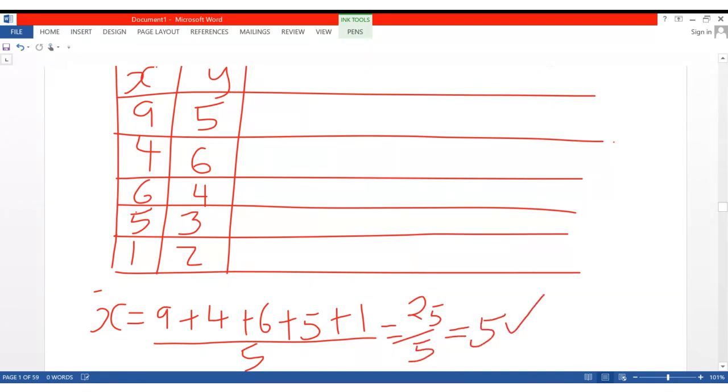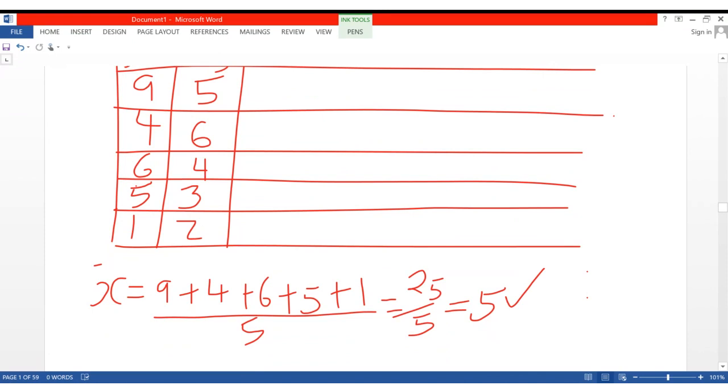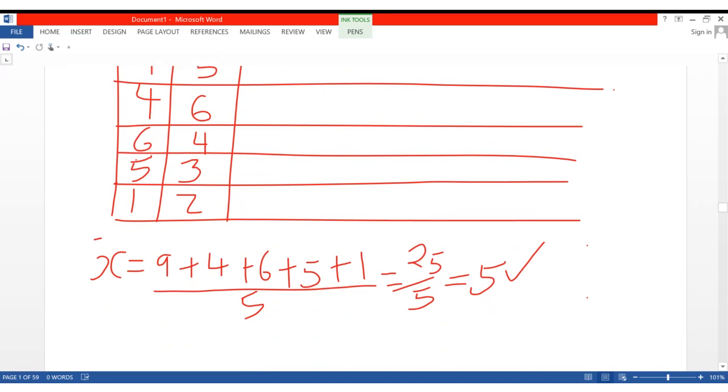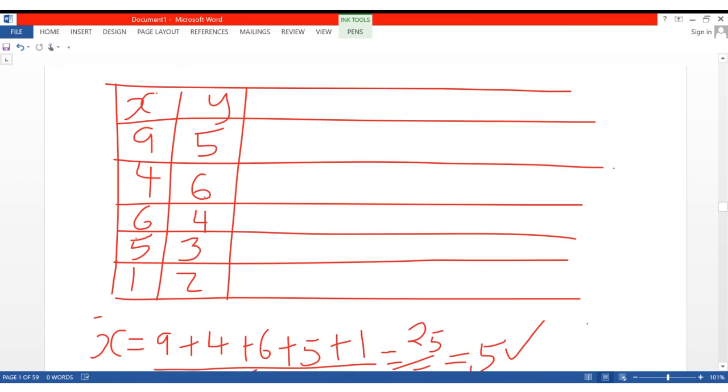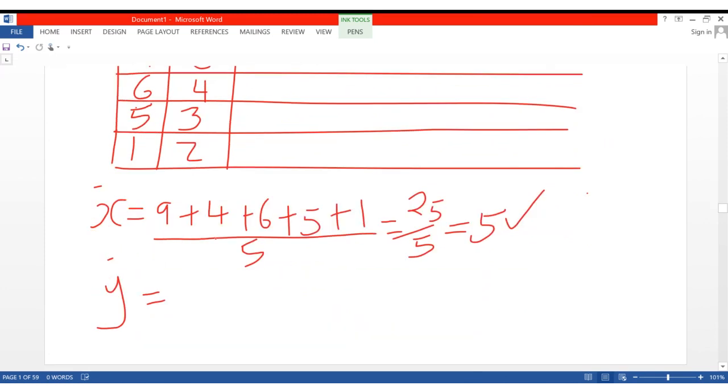Now to get y bar, I'll do the same thing. I'll add 5 plus 6 plus 4 plus 3 plus 2, and then I divide by the number of variables, which are 5. After adding that, if you add 5 plus 6, you're getting 11, 11 plus 4 is 15, 15 plus 5 is 20, 20 divided by 5. I was getting this one as 4. So I kindly mark that x bar is 5 and y bar is 4.